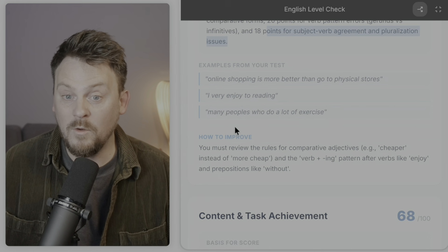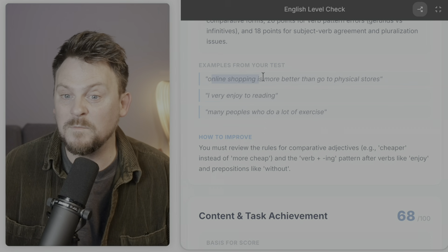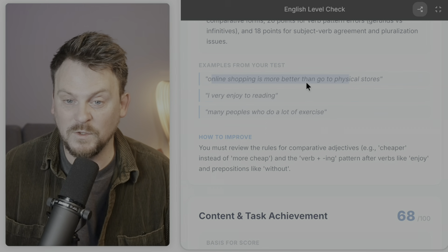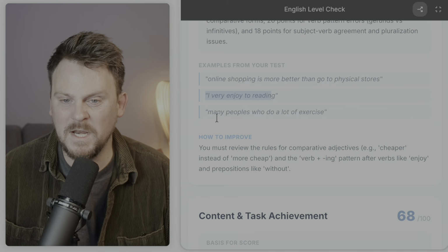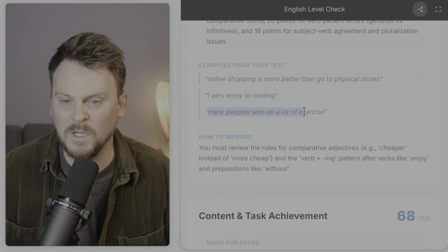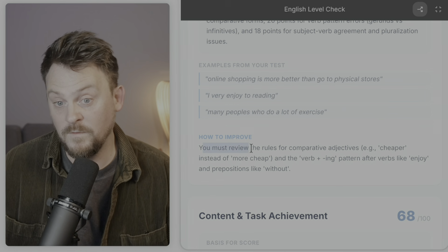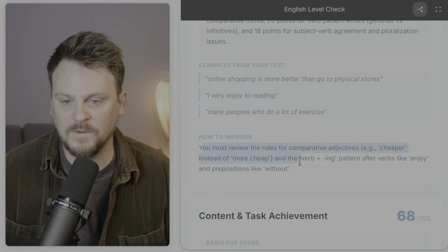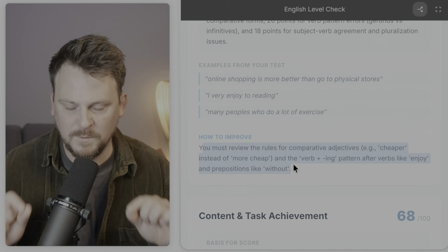For example, "online shopping is more better than go to physical stores." "I very enjoyed reading. Many peoples who do a lot of exercise." How to improve? You must review the rules for comparative adjectives. Okay, so a suggestion for this specific category.